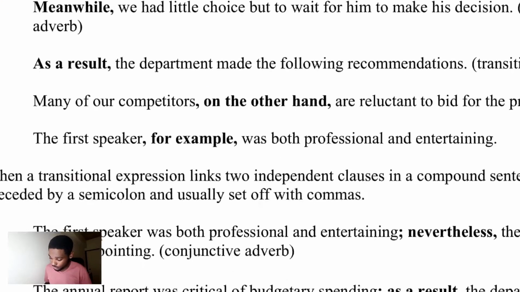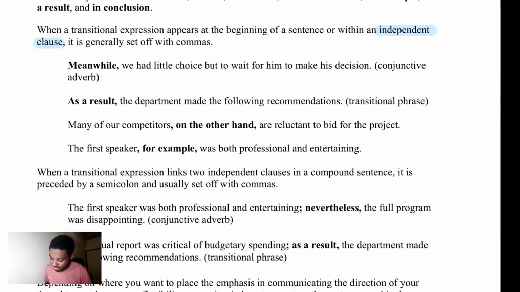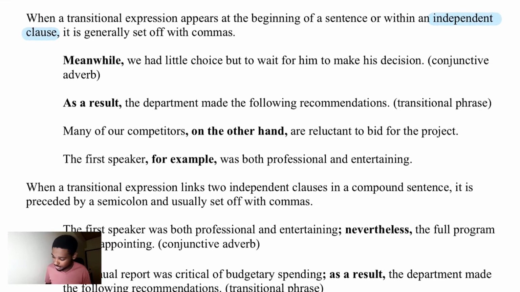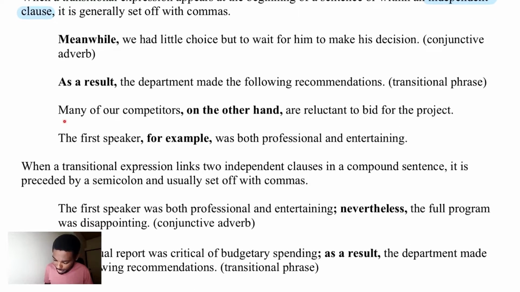And then here we have it in an independent clause. What do we call an independent clause? It's a clause that can stand on its own. It doesn't need to be connected to any other clause to make sense, right? It's a complete idea. So here we have many of our competitors. Let us cross out the transitional for now and just read the sentence. Many of our competitors are reluctant to bid for the project. It's an independent clause because it makes sense all by itself.